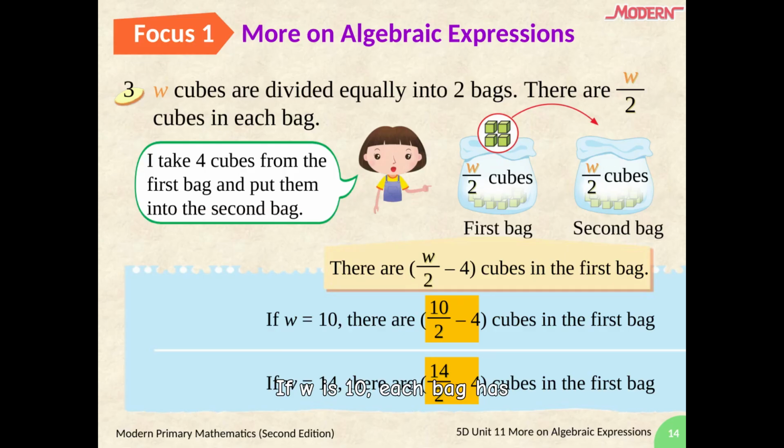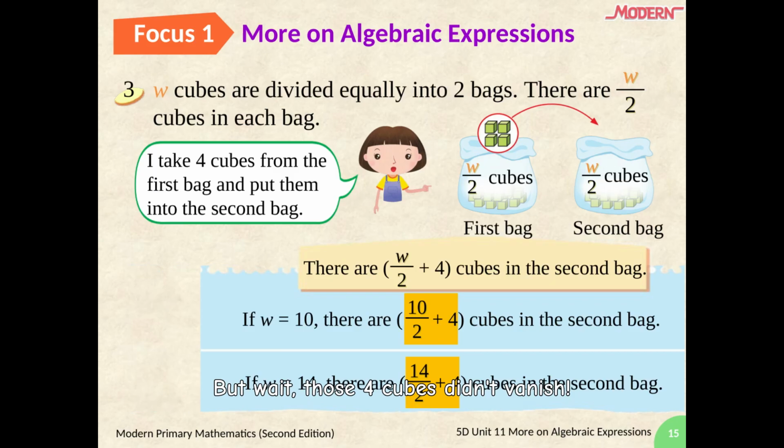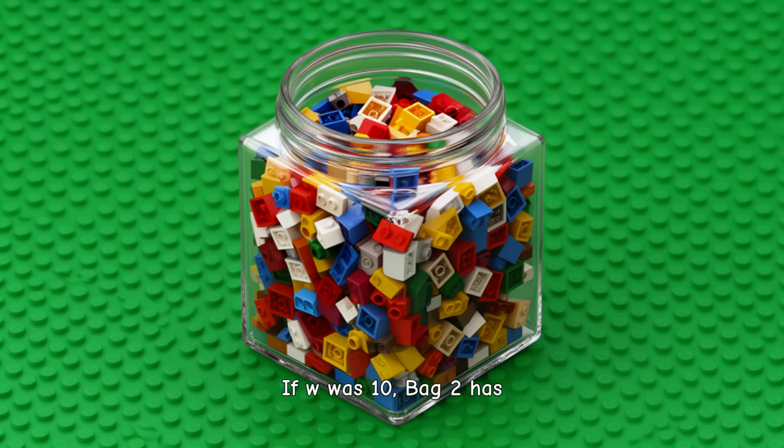If W is 10, each bag has 5. 5 minus 4. Only 1 cube left in bag 1. Don't lose it. But wait, those 4 cubes didn't vanish. They went into the second bag, W over 2 plus 4. Now bag 2 is the popular one. If W was 10, bag 2 has 5 plus 4. That's 9 cubes. Party time.